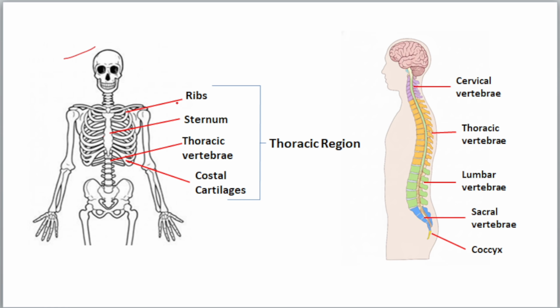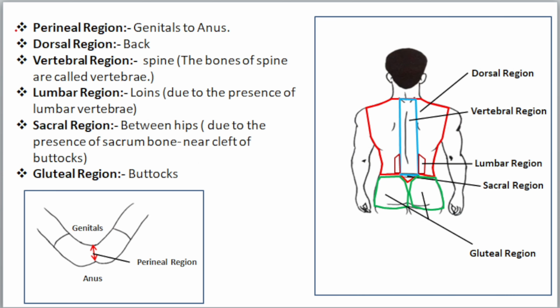You see in this picture that this is the skeletal system of the human body, and this is the ribs portion, this is the sternum, this is thoracic, and this is the costal cartilage. So the thoracic region consists of a rib, sternum, thoracic vertebra, and the costal cartilage. Then these regions are also included in the trunk.